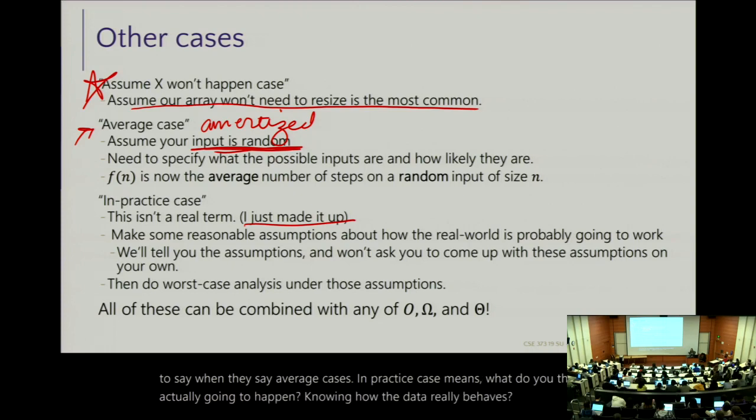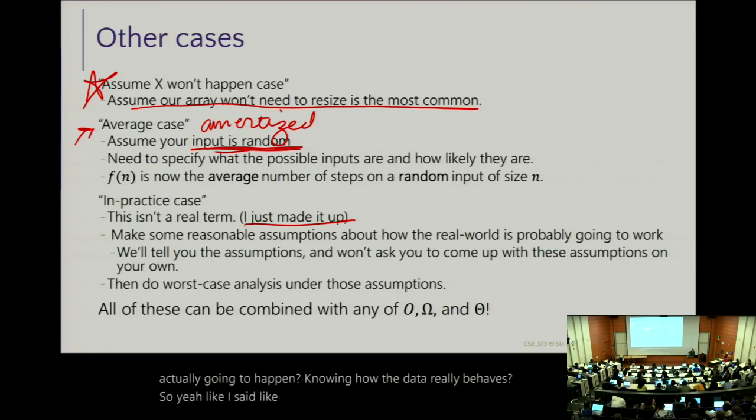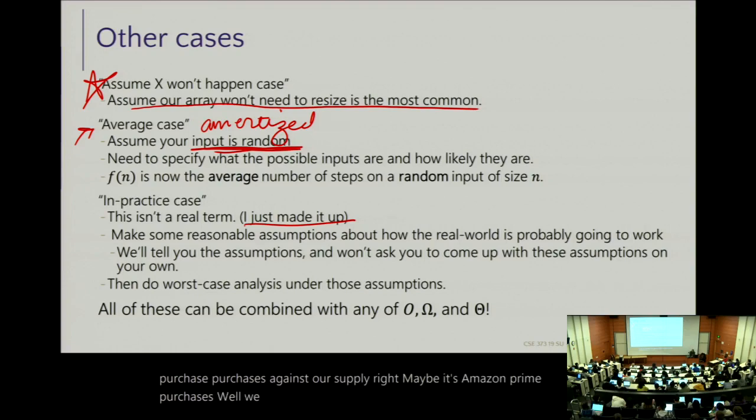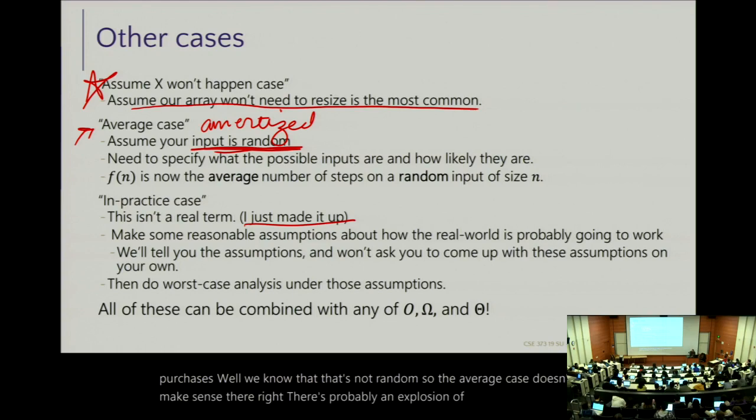So like I said, let's say our data set is a bunch of purchases against our supply. Maybe it's Amazon Prime purchases. Well, we know that that's not random, so the average case doesn't make sense there, right? There's probably an explosion of purchases on Prime Day. There's probably an explosion of purchases around Christmas.